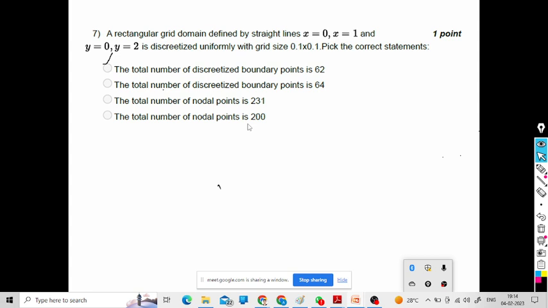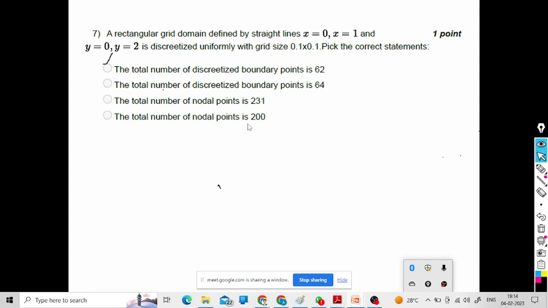Then 0.2, 0.3, in similar way till 1. Then 1.1, 1.2 till 2. Okay. Now vertically 0.1, 0.2, you will get till 1.